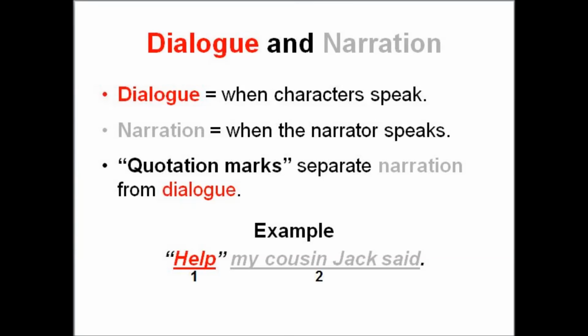So for example, "Help," my cousin Jack said. "Help" would be in quotation marks as part of the dialogue. The narration would be "my cousin Jack said."